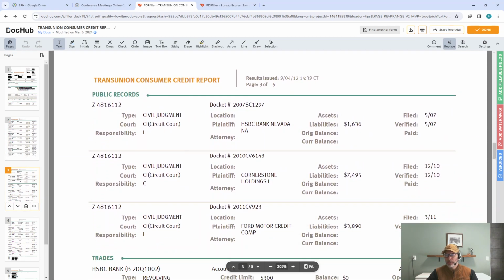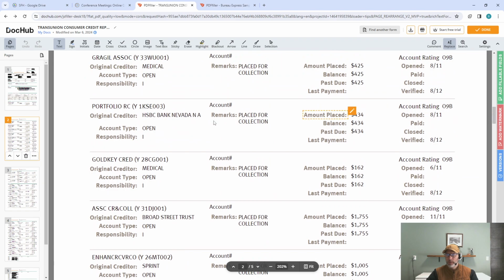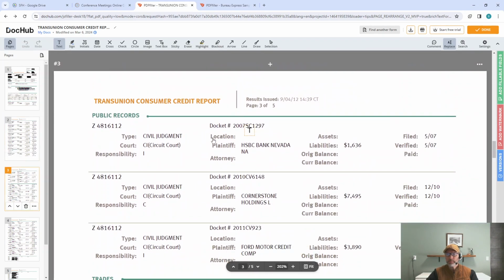Getting into some other aspects, we've got judgments. We have a civil judgment from HSBC Bank from 5/07. Now this is where you start playing a little bit of a forensic detective or forensic accounting. If we look at HSBC Bank, this is actually from 2007 in the amount of $1,636. If I come up here to the open collection for HSBC Bank, it's $434. What I was looking for there is, could this be a judgment assigned to a collection agency? And in this case I would say no, because this balance amount here is much less than what the judgment was for. So chances are HSBC has lost money to this person twice.